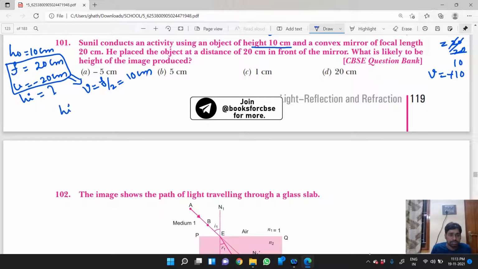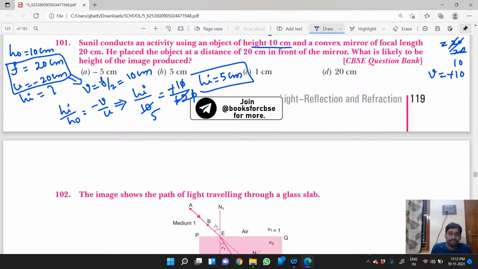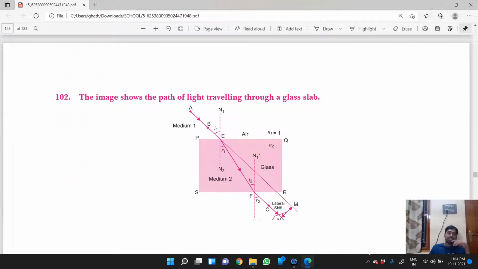So hi by ho is equal to minus v by u, where hi is the unknown quantity and ho is 10. That equals minus 10 by minus 20; the minuses cancel, the zero cancels, and it is 5. So the height of the image is 5 centimeters. It is less than the height of the object because a convex mirror always forms a virtual, diminished image. So the answer for this question is 5 centimeters.